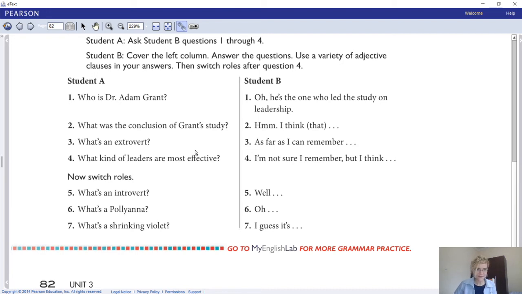For example, who is Adam Grant? Oh, he's the one who led the study of leadership. Yeah? The one who led the study on leadership. So here you see the usage of the relative pronoun who. And then the other question, for example, what was the conclusion of Grant's study? So I'd like you to practice this. In class, if I ask some of you to answer this, you should be able to do so. So try to answer the questions by using the adjective dependent clause. Exactly. Cool. Okay, take some time to do that.